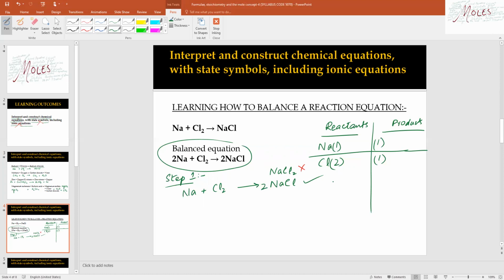For example, H2O is the formula for water. Now, if I want to balance oxygen, I can write 2 before H2O. I can't write H2O2. The reason is that this will change the compound. H2O is water, H2O2 is not water. H2O2 is hydrogen peroxide.